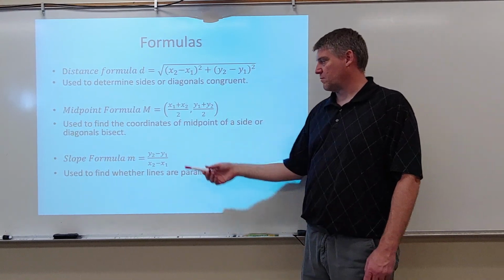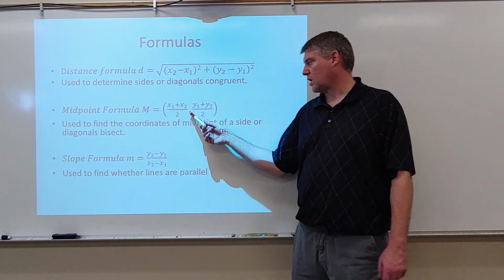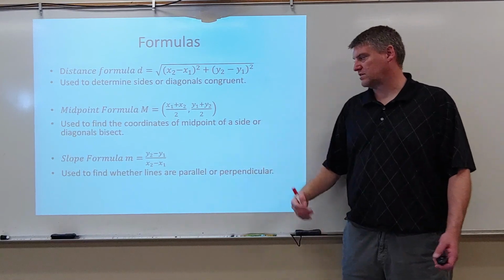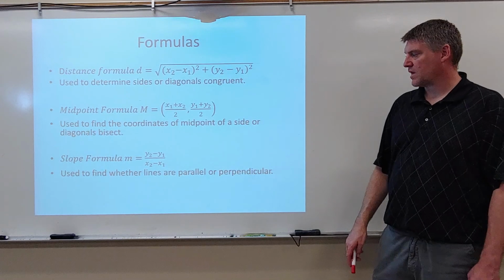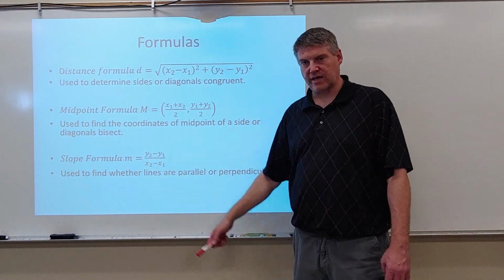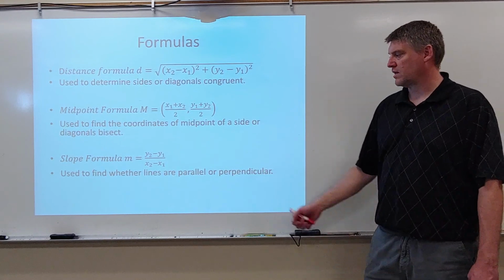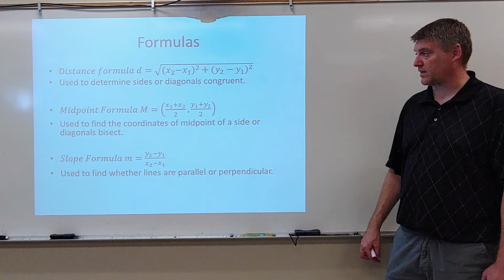The midpoint formula, m equals x1 plus x2 over 2, comma y1 plus y2 over 2. This is used to find the coordinates of the midpoint of a side or a diagonal bisect. The slope formula is y sub 2 minus y sub 1 over x sub 2 minus x sub 1, used to find whether lines are parallel or perpendicular.